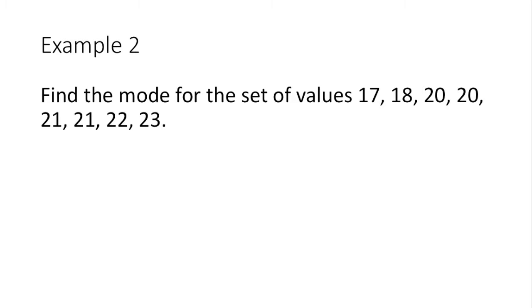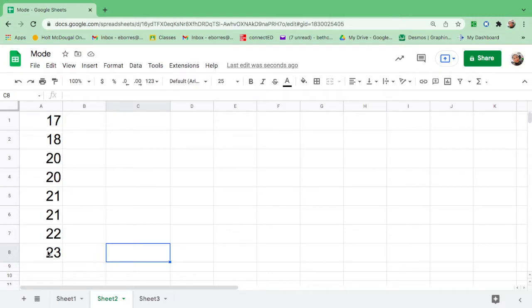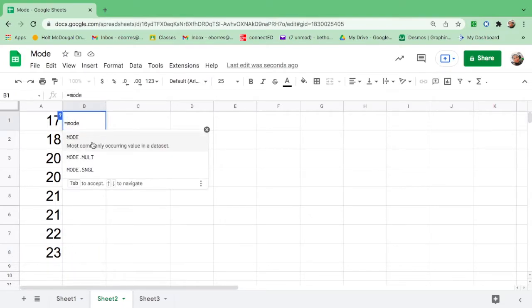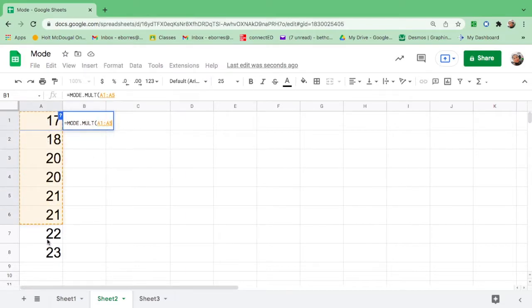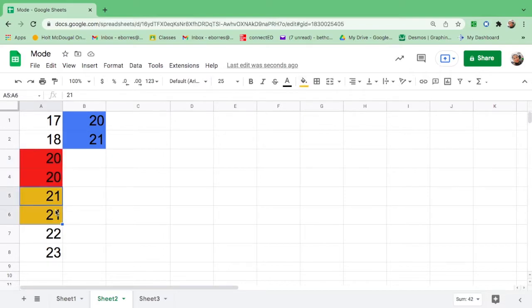Find the mode for the set of data values, 17 up to 23. Let us put all these numbers in Google Sheets, and we have 17 up to 23. You can actually find the mode over here. First, equal sign, type mode. Choose MODE.MULT, highlight, enter. So in this case, there are two modes, 20 and 21, because 20 and 21 both appear twice.